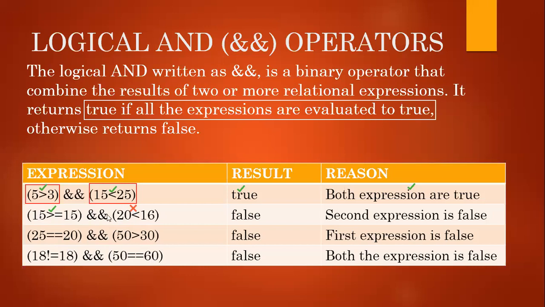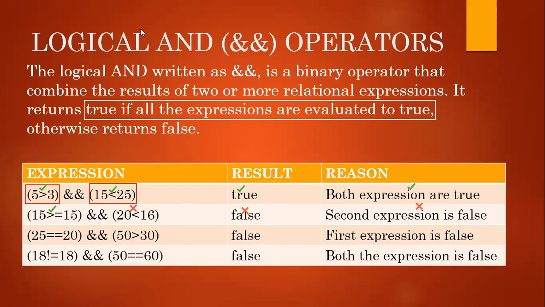So one is true and the other is false, and which operator is there? You will find there is an AND operator. So 15 greater than or equal to 15 is true, 20 less than 16 is false. Means one of the two expressions is false. And how will the AND work? It will give true only if all the expressions are evaluated to true. So here one is true and one is false, so the result will come out to be false, because our second expression is false.